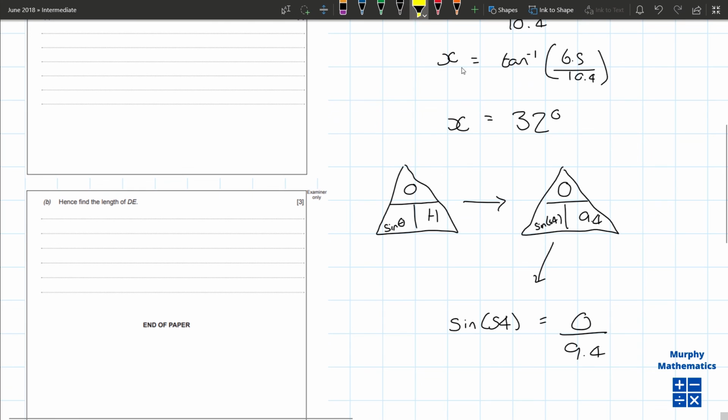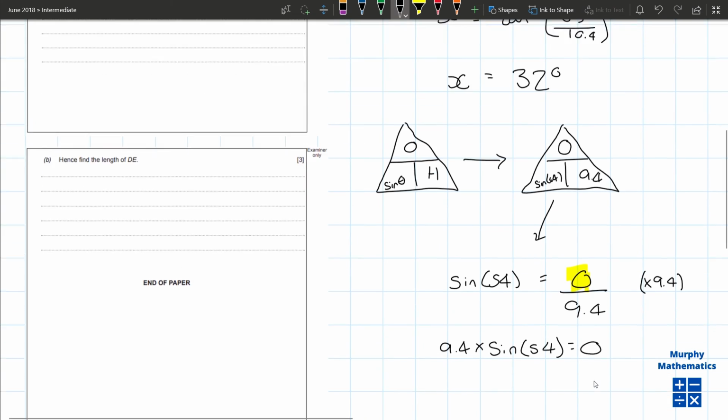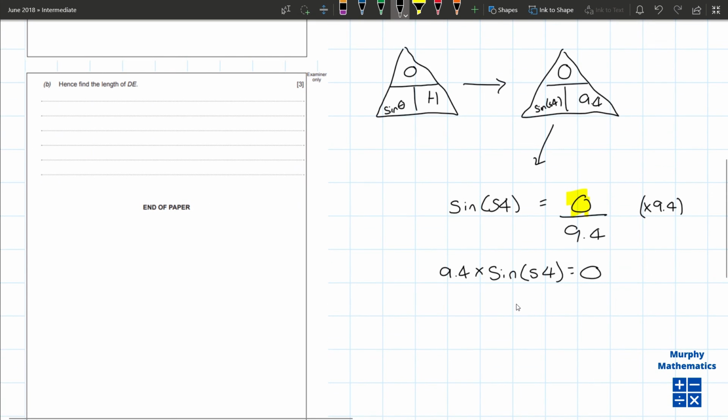I want to find what O is, so it's a case of rearranging to get O on its own. So that means times both sides by 9.4, and then I have 9.4 times sine 54 equals O, which O is DE, don't forget. So 9.4 times sine 54 gives me 7.6 centimeters. So I know DE was 7.6 centimeters.